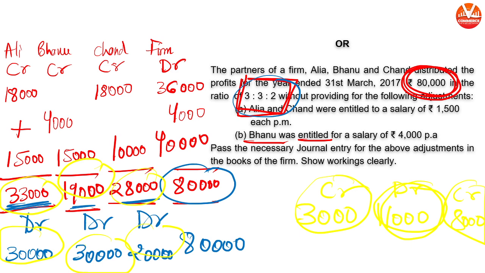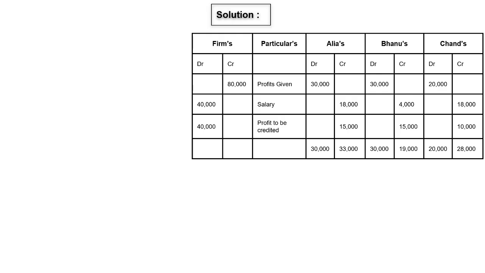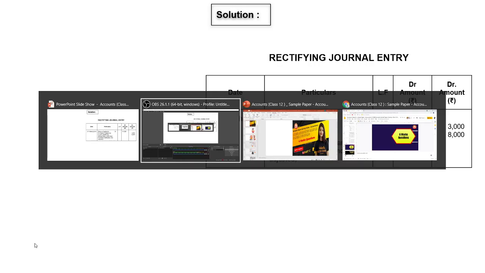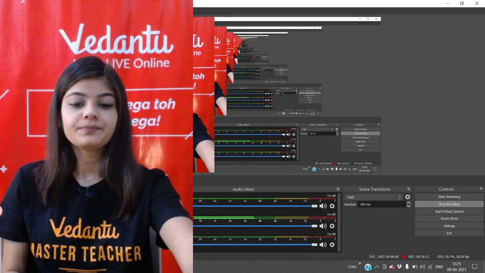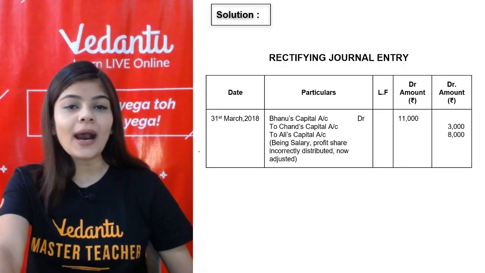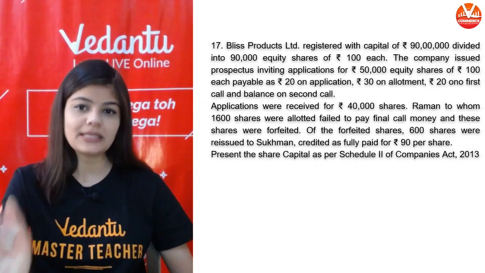So first you will give salary to the partners and then you will distribute the divisible profit. And after that you will take back the profit which is already distributed between partners. So this will be your entry: Bhanu's capital account debit 11,000, to Chand, to Alia 3,000 and 8,000. This is how the journal entry will be passed for past adjustments. So I hope that this is clear to everyone. Now coming on to our next question, 17th question.